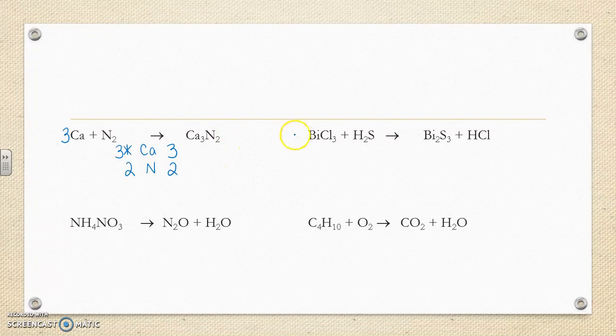Okay, go ahead and pause it and try BiCl3. Come back and check your work. All right, when I say your balanced equation, I'll just read out your coefficients just as they are here. So to balance this equation, you should have 2, 3, 1, 6. Hopefully you got that.